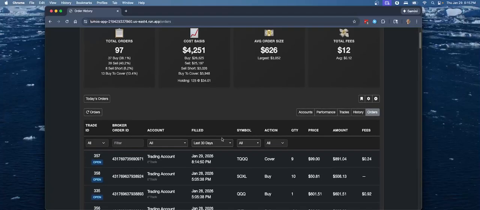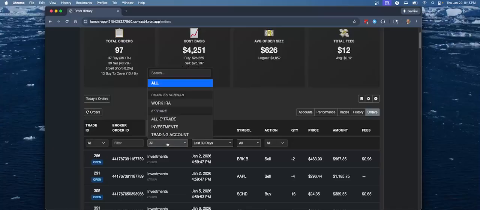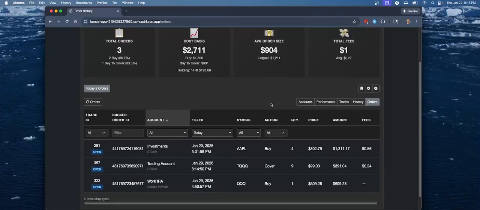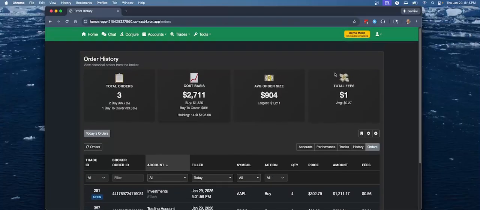So orders are primarily useful for cross filtering from the other pages, but you can look at specific orders that happen too. Like I have a book right here for today's orders. You can see what trades I made today, and you can see all of them here, which is kind of useful. All right, some other features.